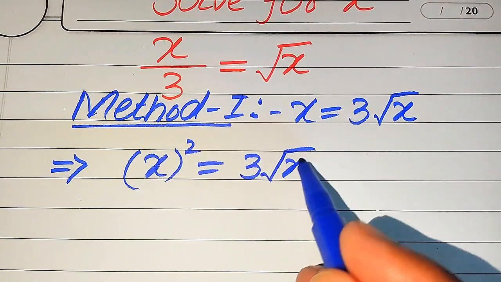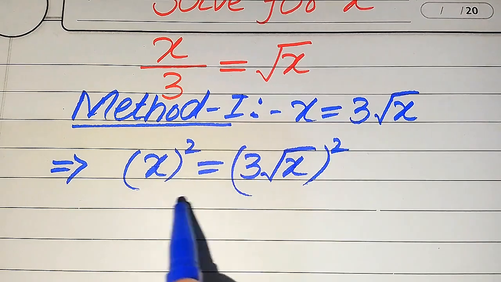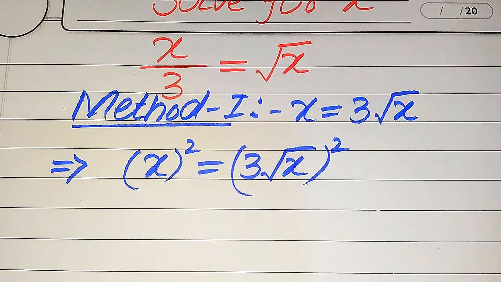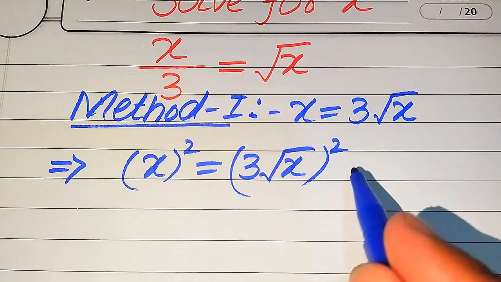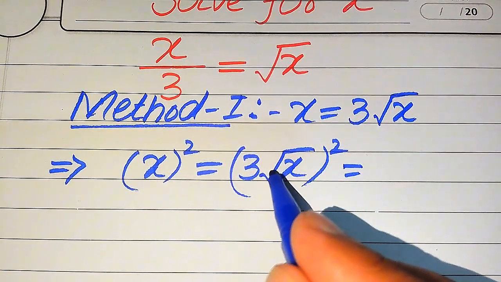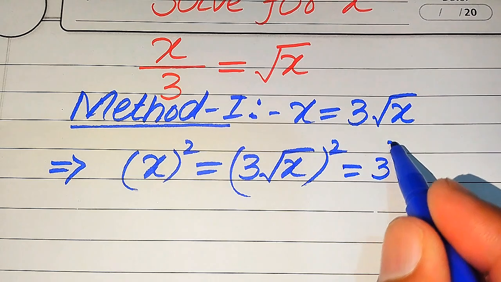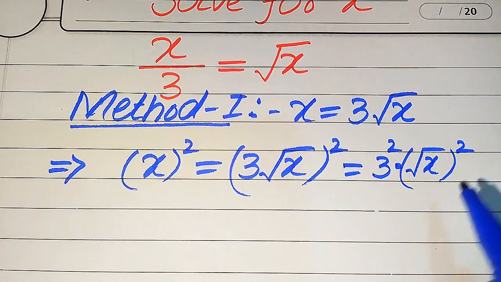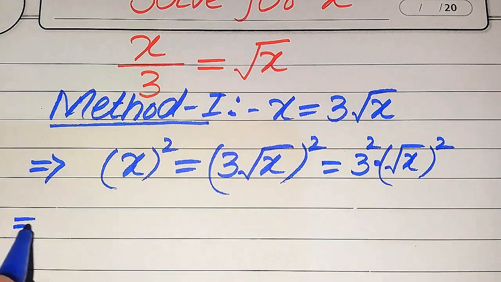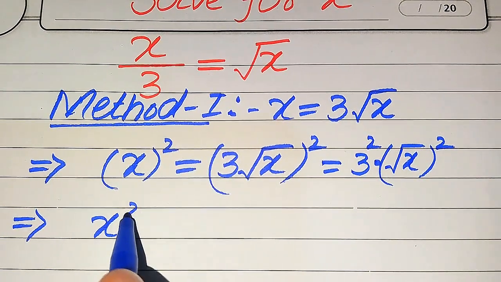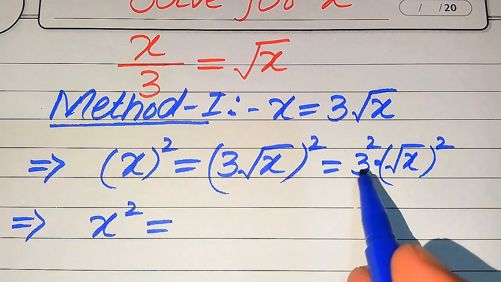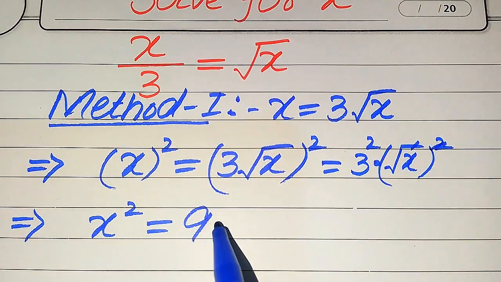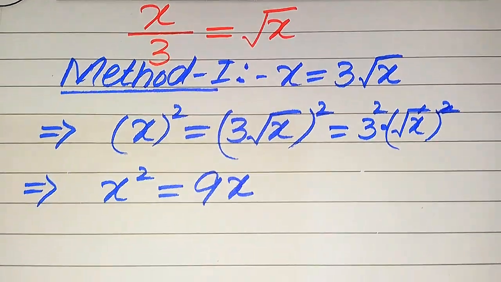So after taking square, it will be written as x square equals 3 times square root of x and its whole square. So after that, here we apply the square separately on both of these values, and it will be written as 3 square multiplied by square root of x and its whole square. And in the next step we have x square equals 3 square, and 3 square becomes 9, and this square and this square root are gone, and we will get here x only.